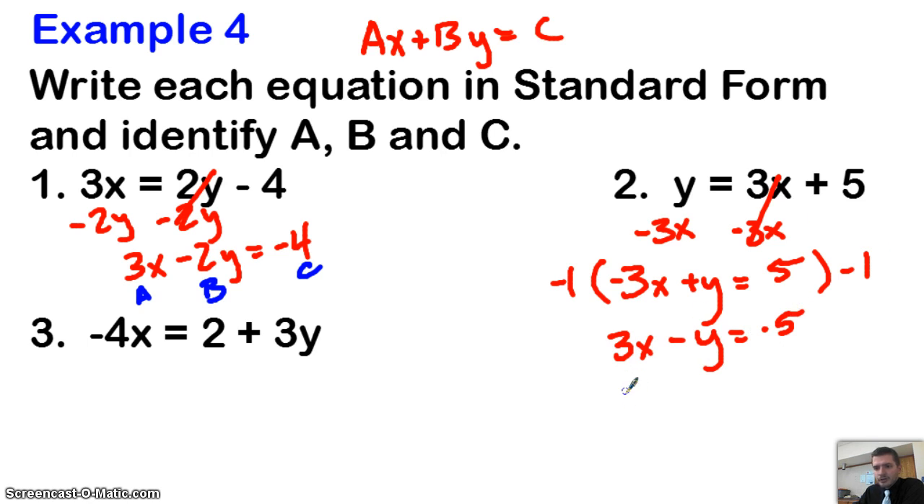Again, I'll switch colors so you guys can see. Again, it's a. B here is negative 1, so be careful. Whoop, there go the lights again. And then C is -5.